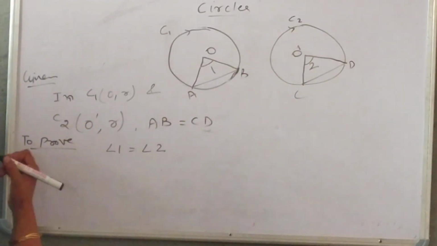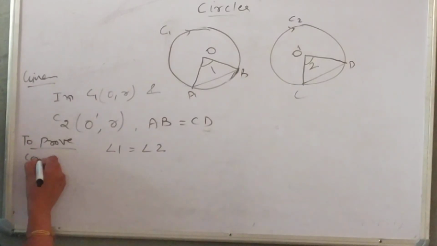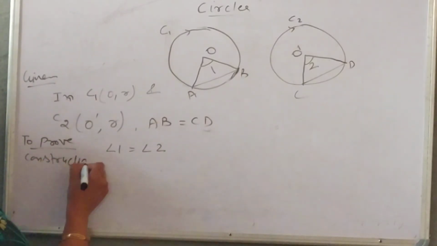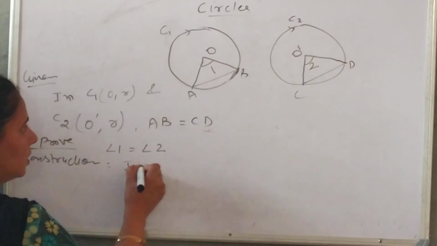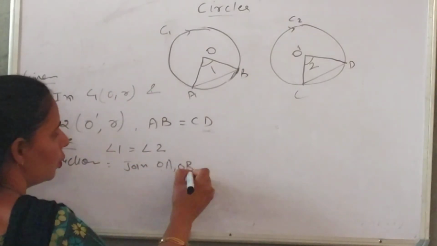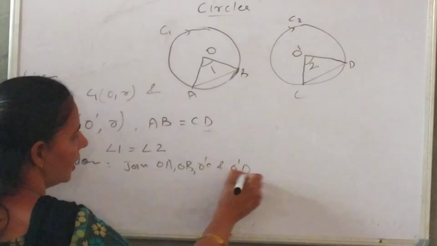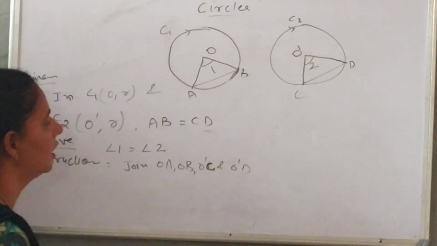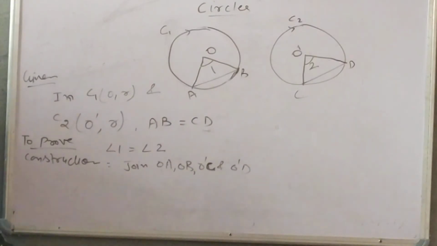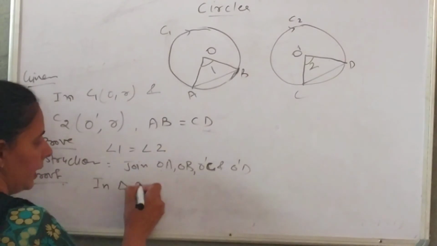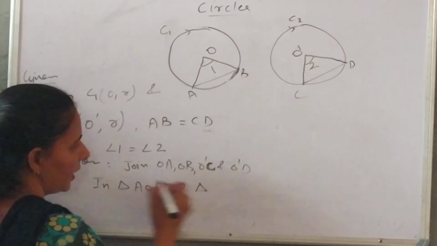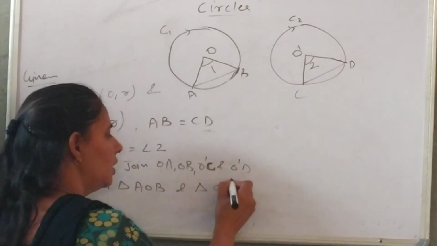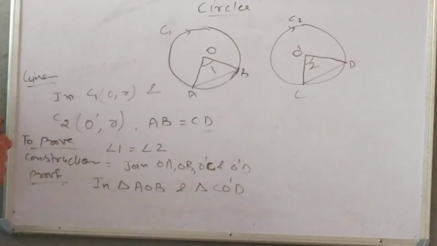Construction, you can write: join OA, OB, O dash C and O dash D. Clear? O dash is the center of the second circle. So proof: to prove that angle 1 equals angle 2, we are taking triangles AOB and triangle CO dash D.